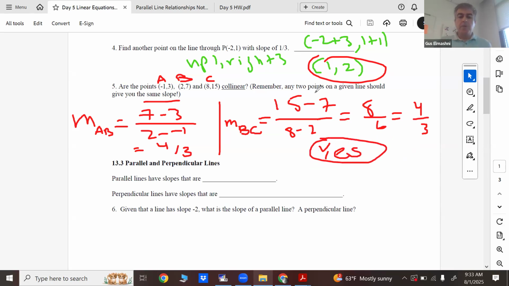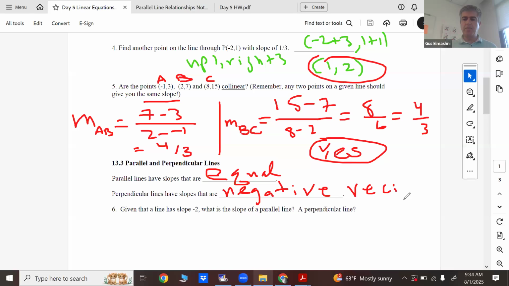Okay. Parallel lines have slopes that are equal. We talked about this already. I mentioned this early in the week. Perpendicular lines have negative reciprocal slopes. They're negative reciprocals of each other, meaning you flip and change the sign.